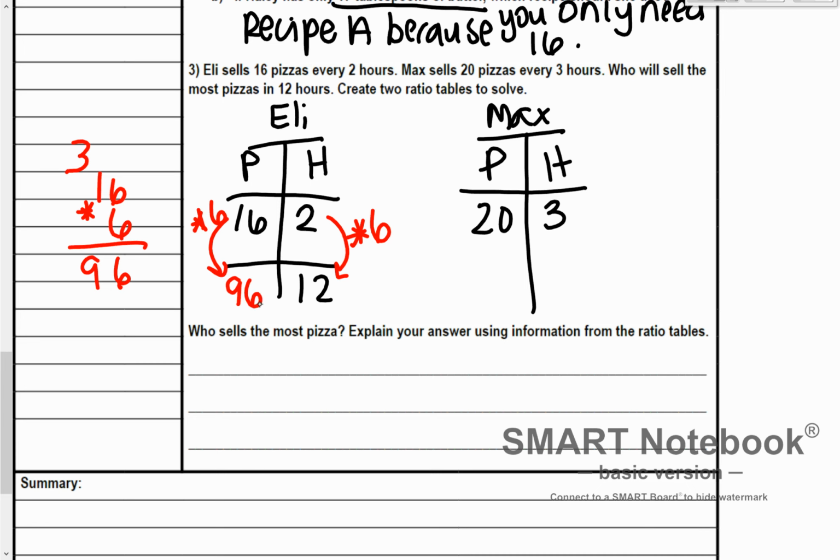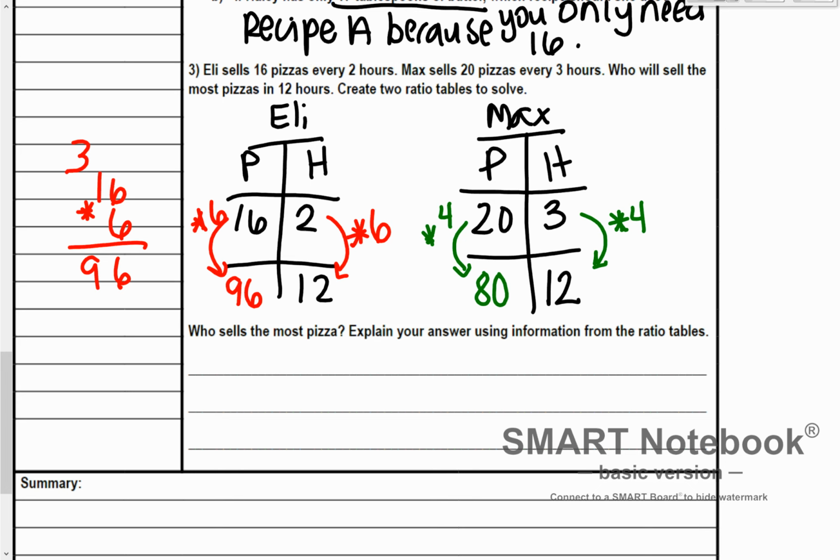All right, if you're feeling confident, I want you to pause the video, try Max's on your own. All right, again, Max will need to go to 12 hours, so we are going from 3 to 12, which should be multiplied by 4. 20 times 4, 2 times 4 is 8. Add another 0, 80.